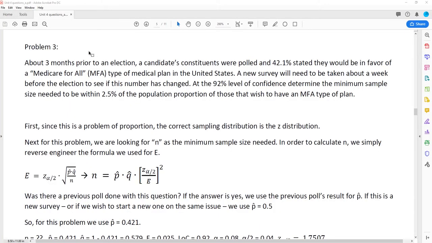Let's take a look at problem 3. Problem 3 is different from the others because we're not actually looking for a confidence interval. What we're looking for instead is a minimum sample size necessary.